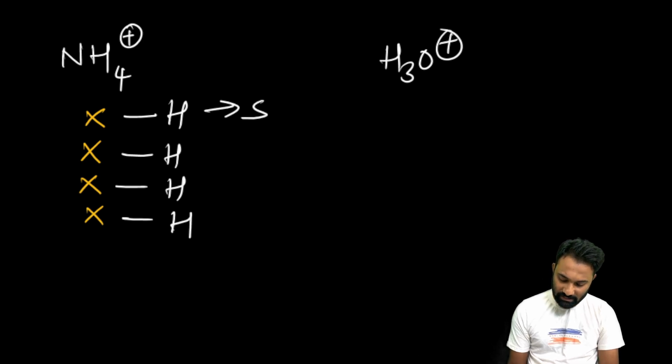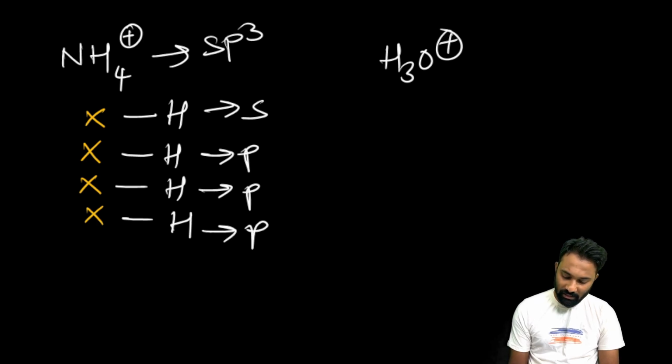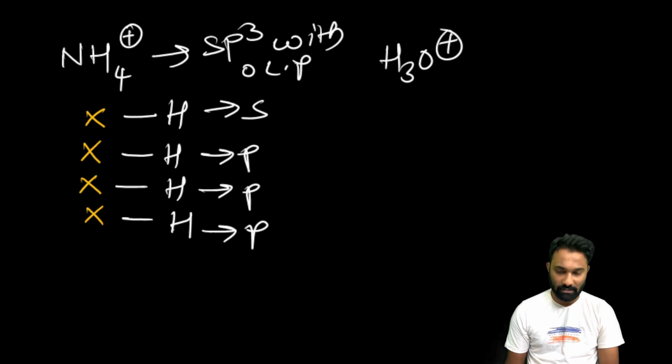Now this is S. Now this is P. Now this is P and this is P. Clear? What is the hybridization of this one? sp3 with 0 lone pair.